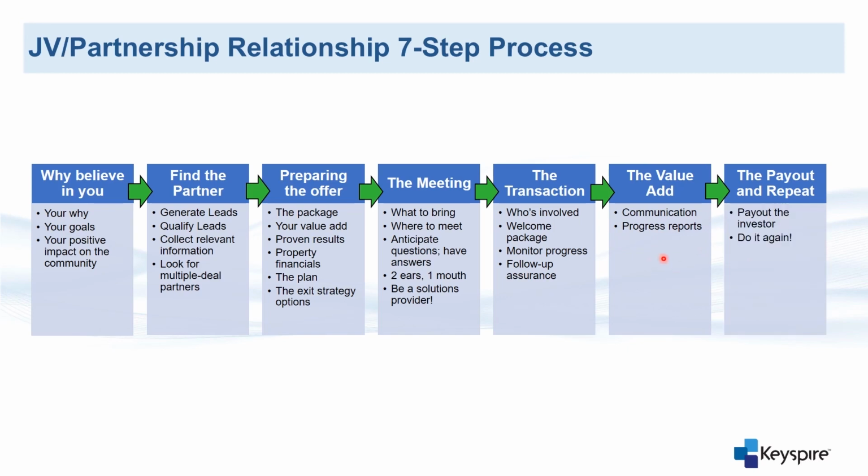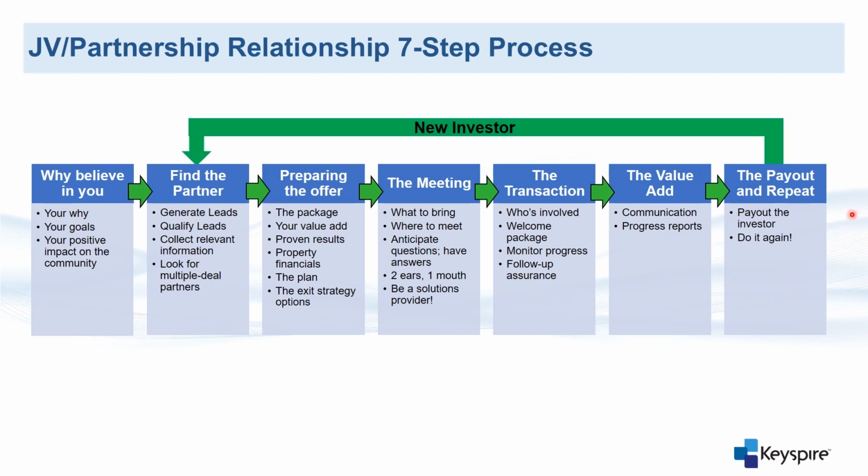All right. And then the payout and repeat. Pay out the investor and do it again. And this is from the perspective of the active partner or the working partner, that you're going to pay out the investor, you're going to do it again. If you need to find a brand new investor, you're going to go back to finding the partner, generating leads, and honing your marketing skills.